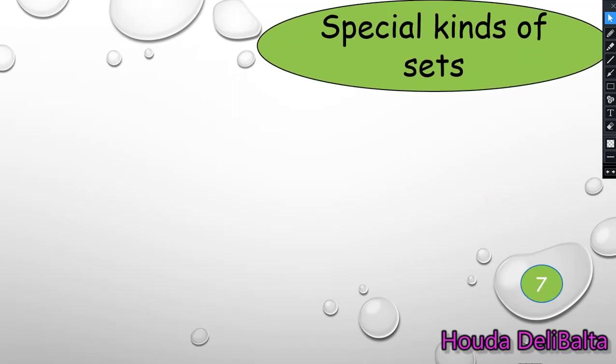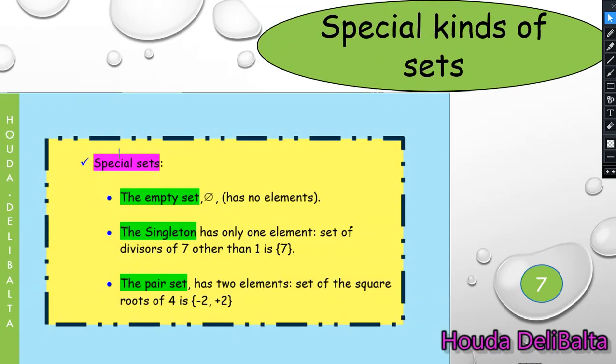Now, special kinds of sets. We have special sets. The first special set is called the empty set, represented by phi. Phi. The empty set has no elements.